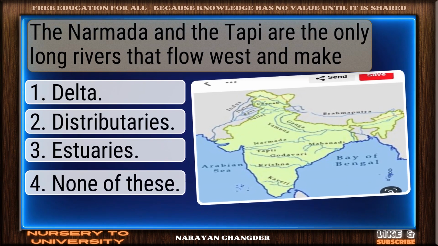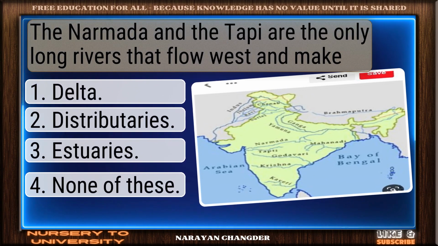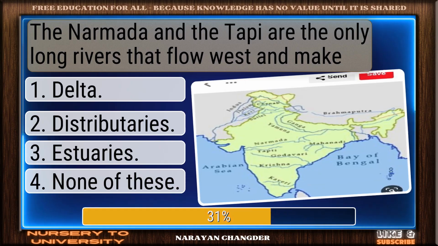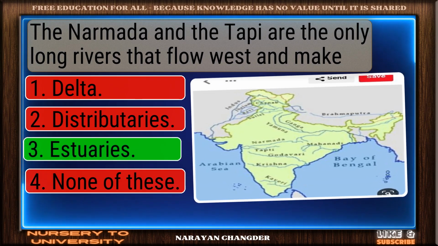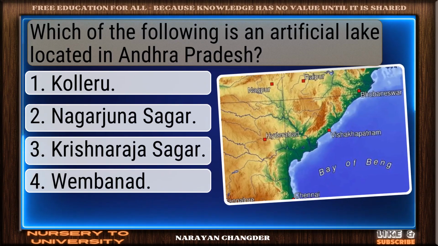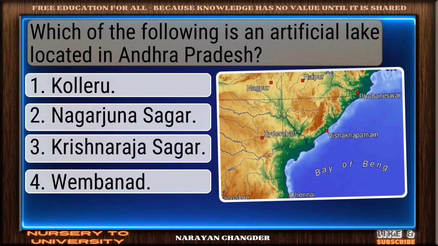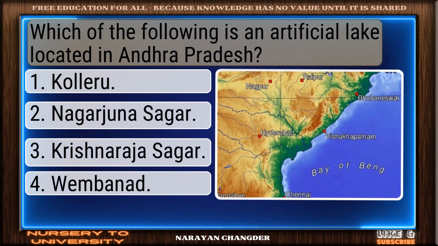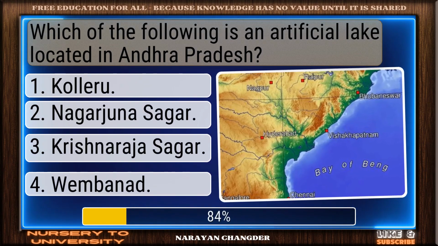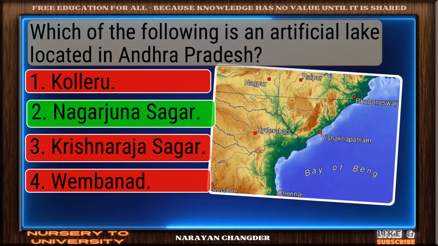Question number 63. The Narmada and the Tapi are the only long rivers that flow west and make dash. Nicely done. Estuaries is a solid answer. Question number 64. Which of the following is an artificial lake located in Andhra Pradesh? Valid point. Nagarjuna Sagar is true.